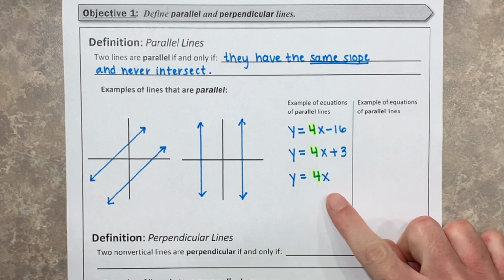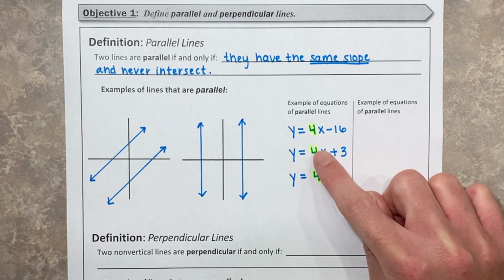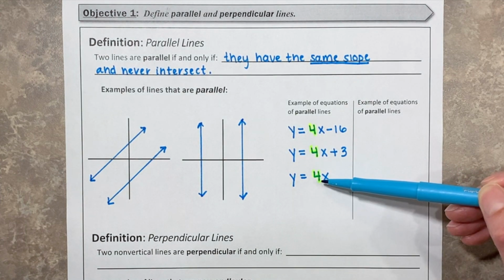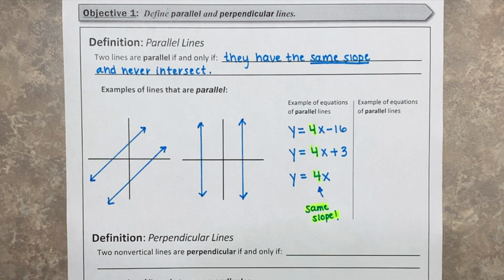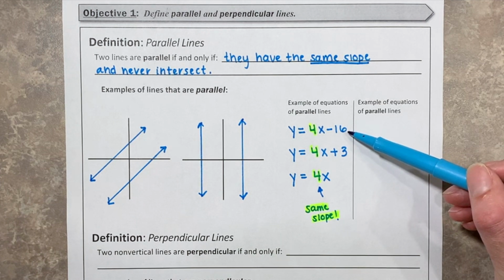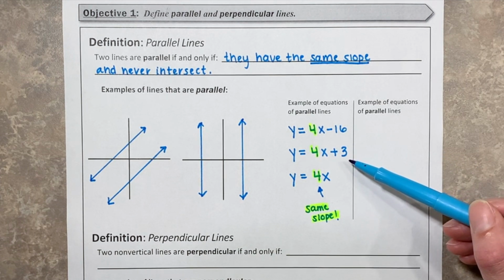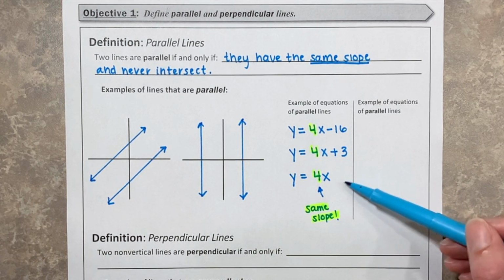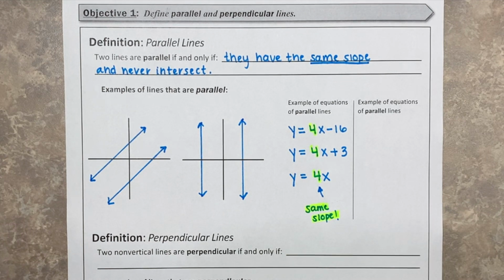Here are some equations of parallel lines. Remember that parallel lines all have the same slope, 4 in this case. While parallel lines have the same slope, they will have different y-intercepts. Here the y-intercept is -16, here the y-intercept is 3, and here the y-intercept would be 0. You can see that on the graph too.